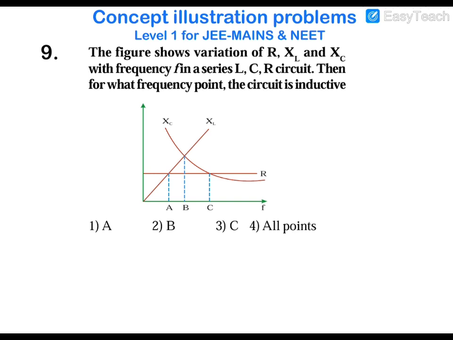So we know that the circuit is inductive at the point where XL is greater than XC. And I can see that at this point, this is XL and this is XC. So XL is greater than XC at point C. So the circuit will be inductive at point C. So the correct answer is C. Now we move on to the next question.